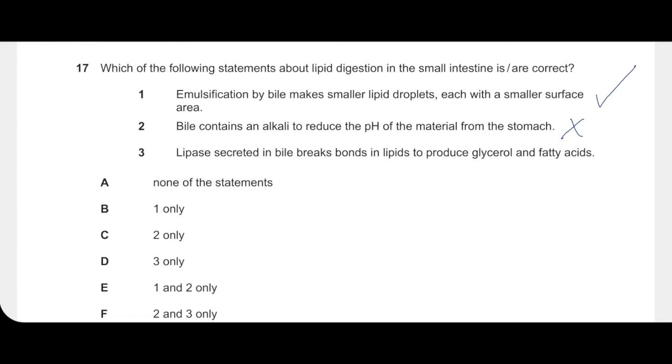However, that would increase the pH of the acidic contents of the lipids coming out from the stomach, making it neutral. Statement number 3. Lipase secreted in bile breaks bonds in lipase to produce glycerol and fatty acids. That is incorrect because lipase is produced by the pancreas. Therefore, the correct answer is B. That's question number 17 completed.